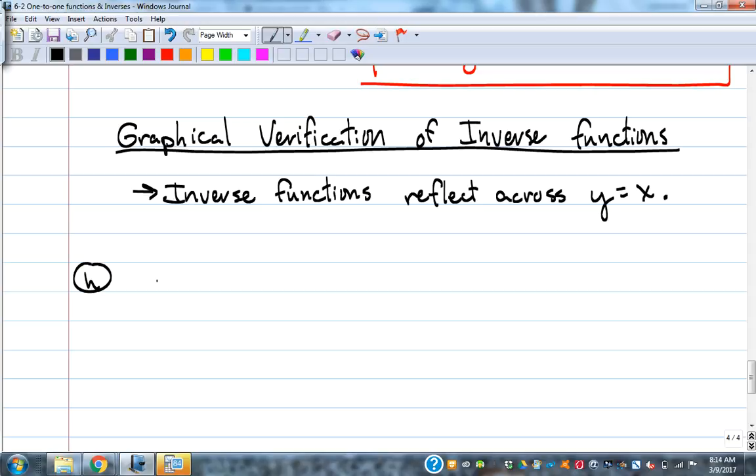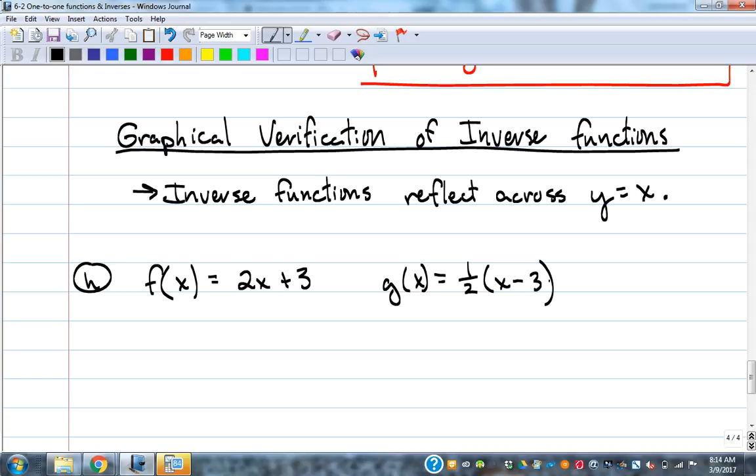So let's verify graphically that f of x equals 2x plus 3 and g of x is 1/2 times (x minus 3). Notice that's the same problems we did earlier. We verified algebraically that these two are inverses of one another. So when we look at this graphically, I want you to see what inverses of one another do graphically with reflection across that y equals x line.